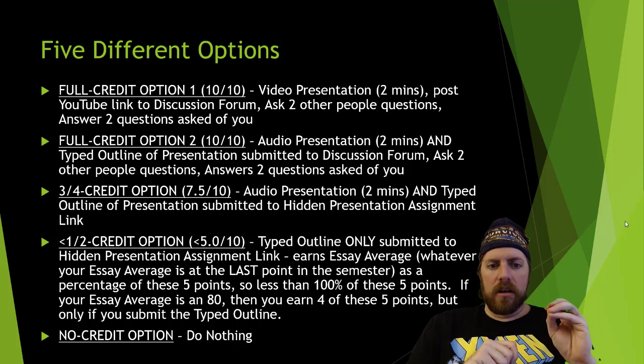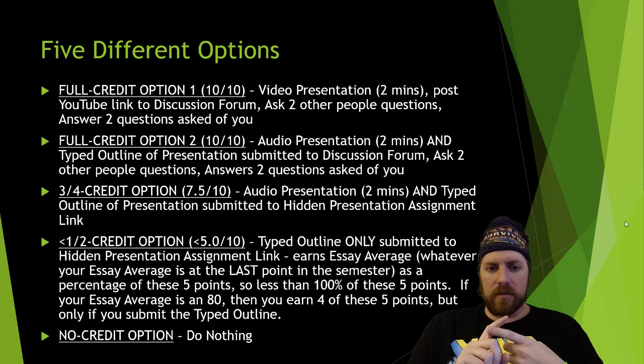like out of 100. And then the less than half credit option means that if you just do the typed outline and you only submit that to the hidden presentation link with no audio presentation at all, I'm just grading you on the outline itself, which means I'm going to grade it harder. And the only points you're going to get are going to be your essay average as a percentage of those 5 points. So if you only did like 2 essays and they were the 2 first essays, and so your essay average is like a 23, then you'll get 23% of those 5 points, which would be about 1.25 points.